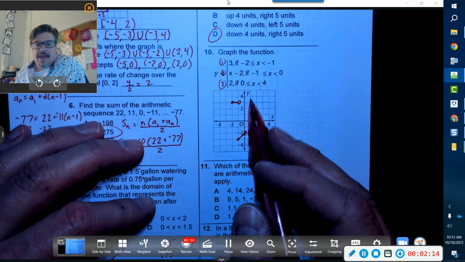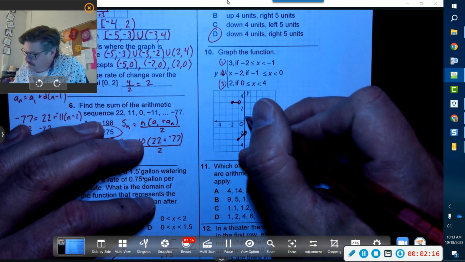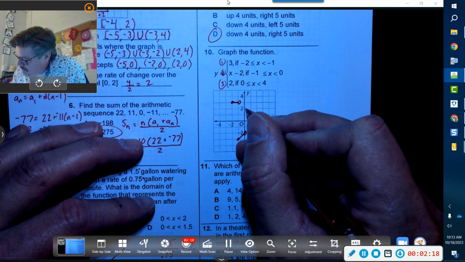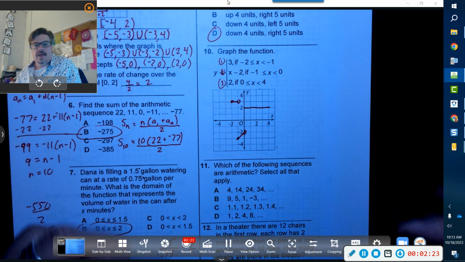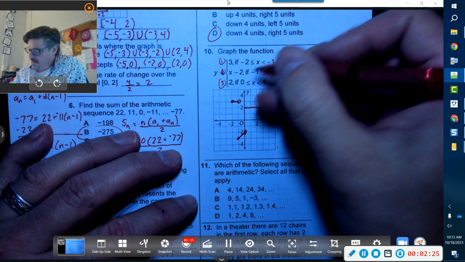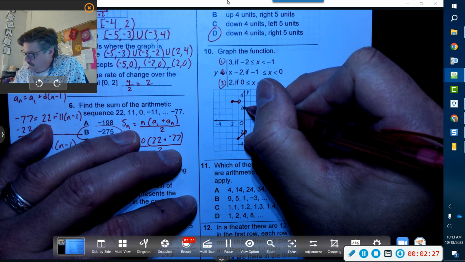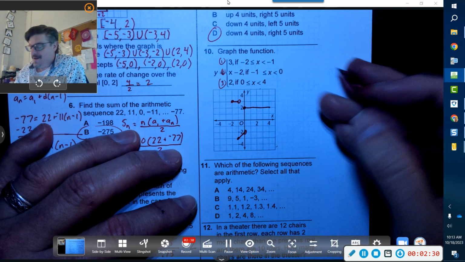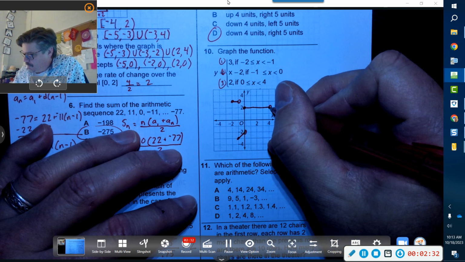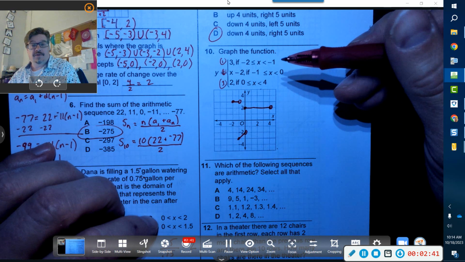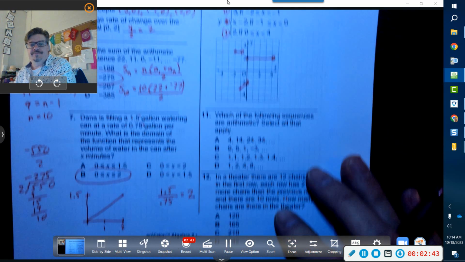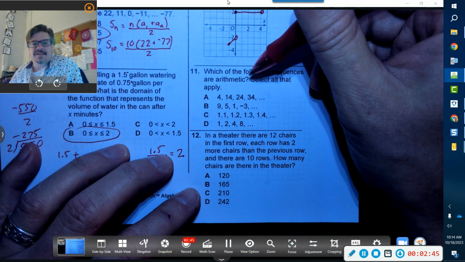Then it looks like it flat lines at 2, so I'm going to go back up to here, and I go from 0 to 4. Now I am allowed to include 0, so I will put a filled in circle there. But when I get to 4, I'm not allowed to be at 2, so I will put an open circle there. Alright, those are my 3 pieces. It's weird, but that's exactly what this is telling me to graph.